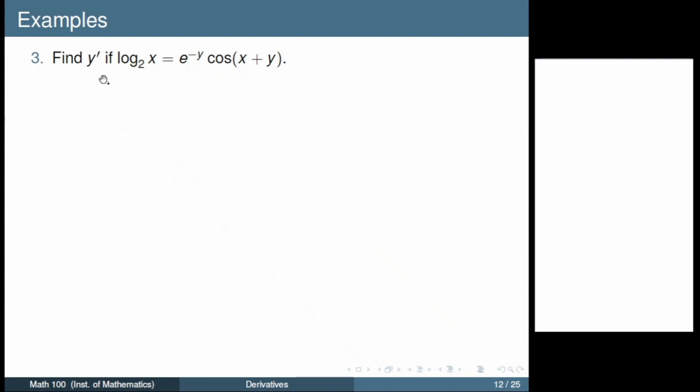So, we want to find y prime if the log of x to the base 2 equals e to the negative y cosine x plus y. So, ang difference ito with our last example is that ang form nito ay hindi lang simple na y equals something in terms of x, right? Meron tayong mixture ng x and y on this side. Okay? So, pag ganun, ano nga yung ginagawa natin? We differentiate it implicitly. Okay?